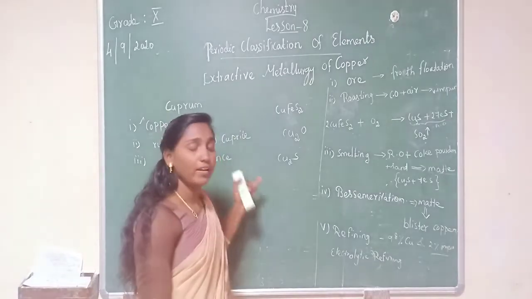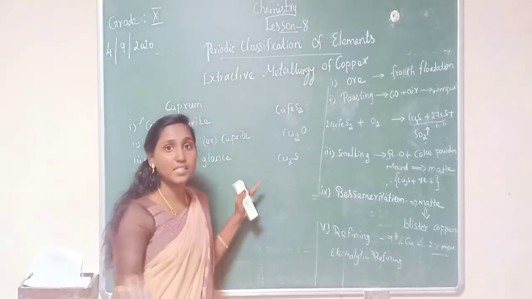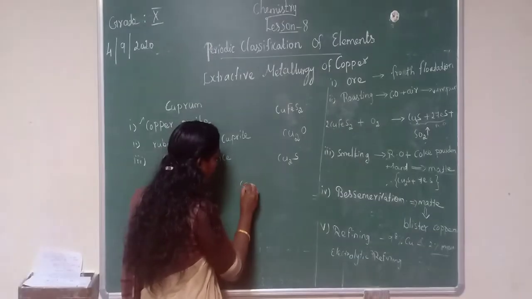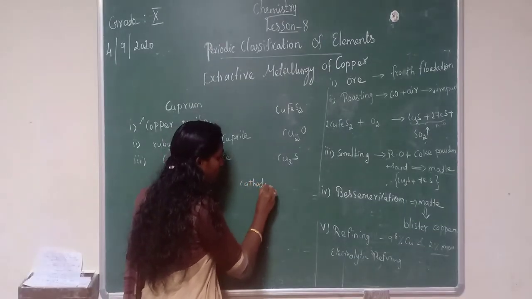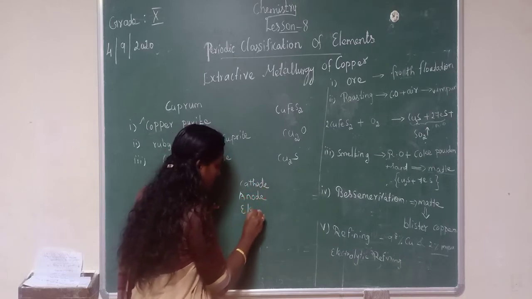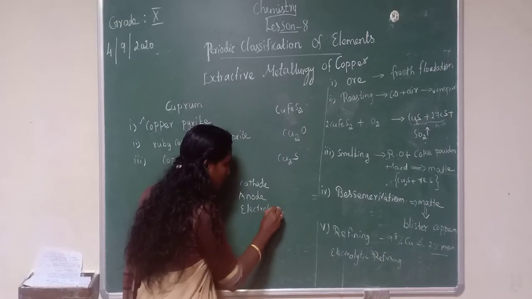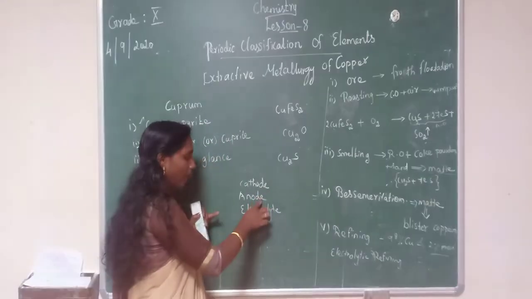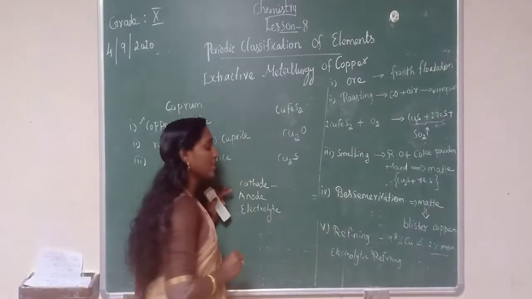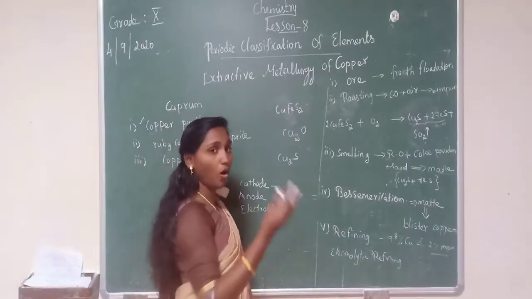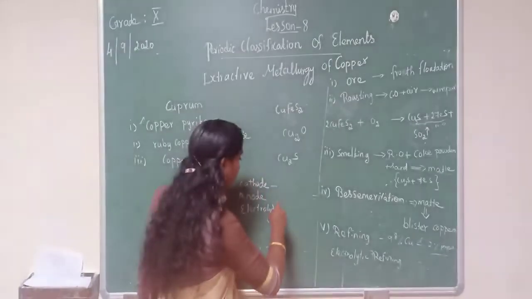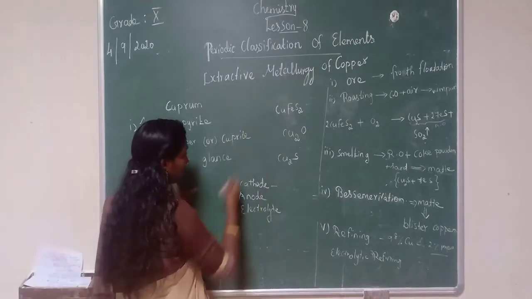So already we learned the electrolytic cell contains 3 components, right? What are the components? Cathode, anode and electrolyte. Okay, what are the things it contains? Cathode, anode and electrolyte. So cathode, here the cathode is a thin plate of pure copper. Okay, thin plate of pure copper. Just remember that diagram, this electrolytic cell diagram.